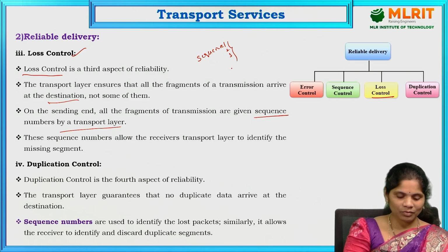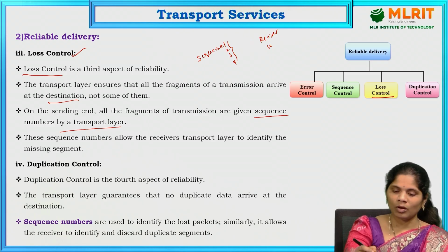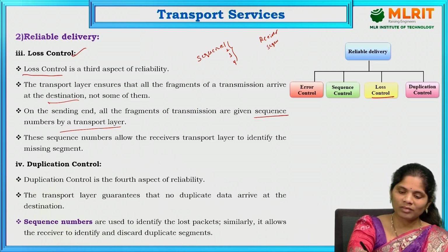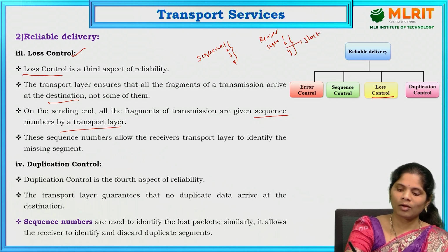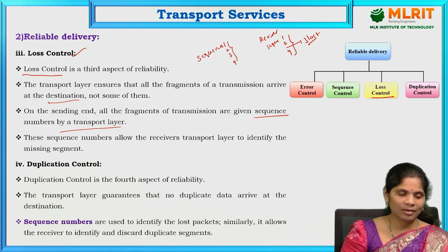Suppose the receiver receives that message. Here we are sending sequence 1, 2, 3, 4, but the receiver receives only sequence 1, 2, 4. So we can easily identify that packet 3 is lost. The third sequence is lost. We can identify it easily based on the sequence number only. That is loss control.